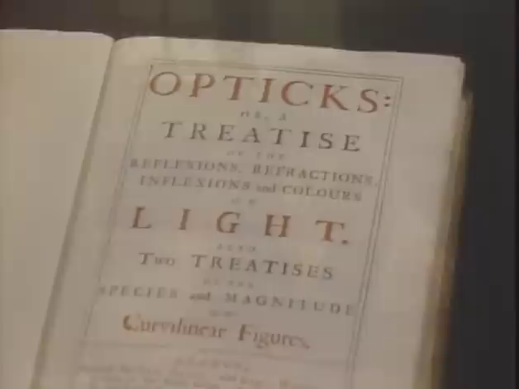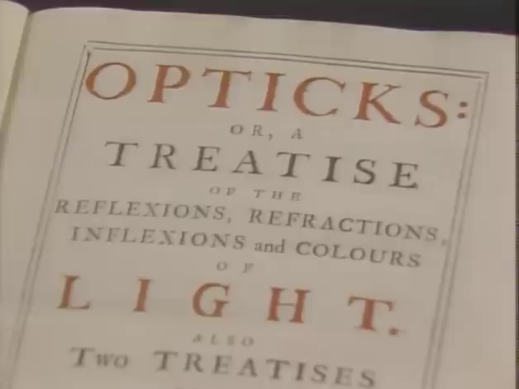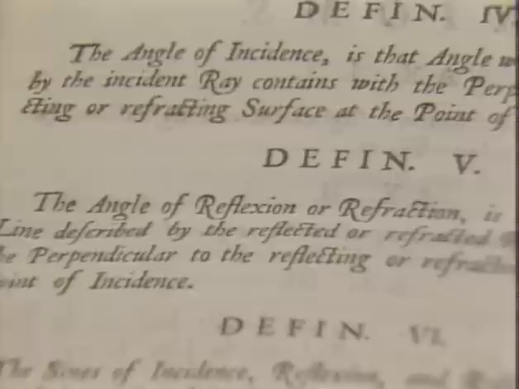According to Newton, light was made up of particles that, obeying the law of inertia, traveled through empty space in straight lines. For Newton, refraction, or the bending of light by matter, could be explained by the gravitational attraction between light and matter.